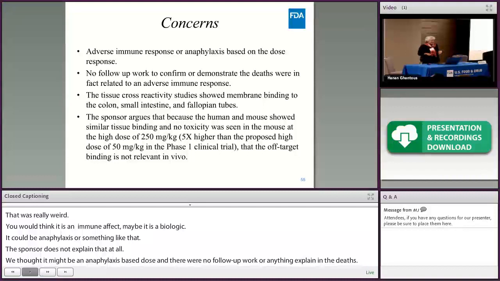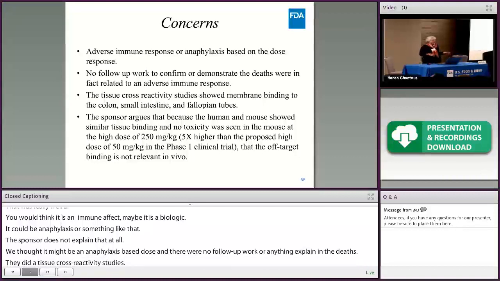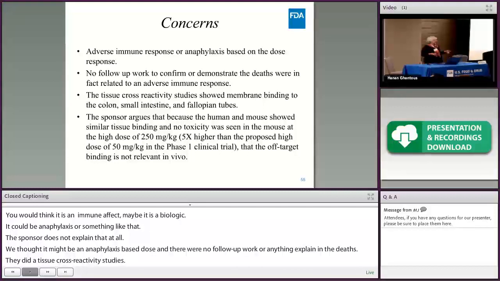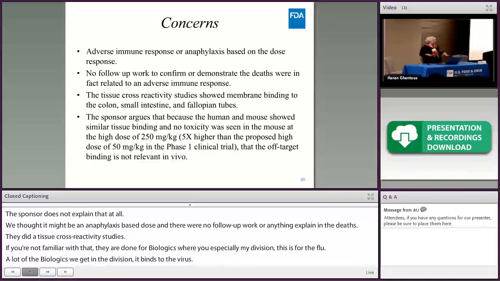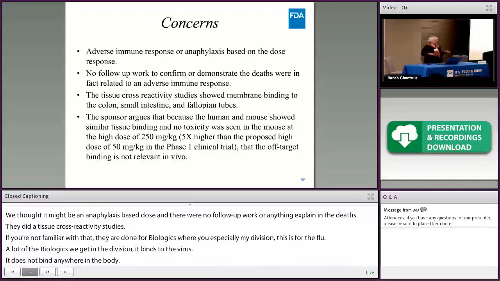They did tissue cross-reactivity studies, and if you're not familiar with that, these are done for biologics, especially in my division, this is for the flu. So a lot of the biologics we get in the division bind to the virus. It doesn't bind anywhere in the body, so we really don't have a relevant species. So they do a tissue cross-reactivity study, which is a binding with different tissues, human or animal tissue, to see if there is any off-target binding or not.